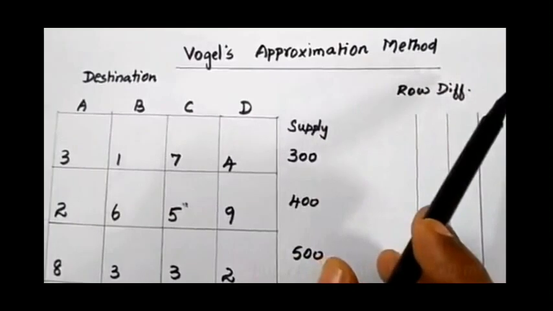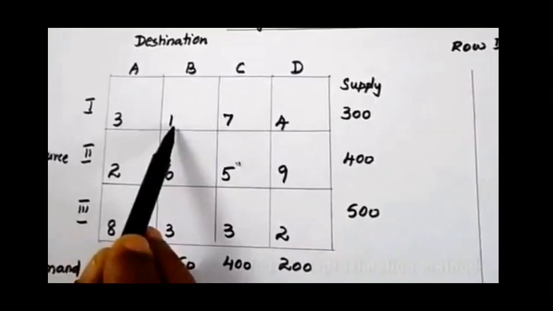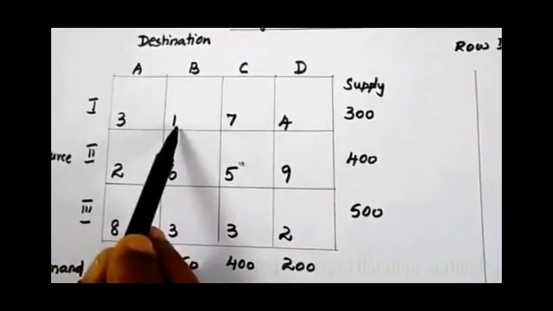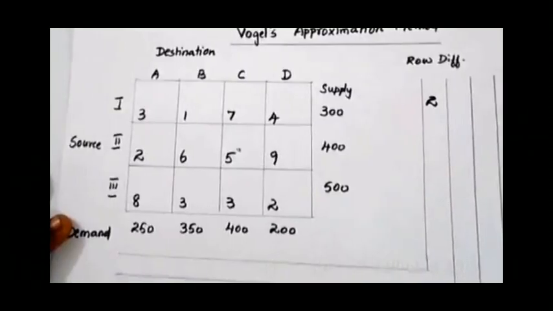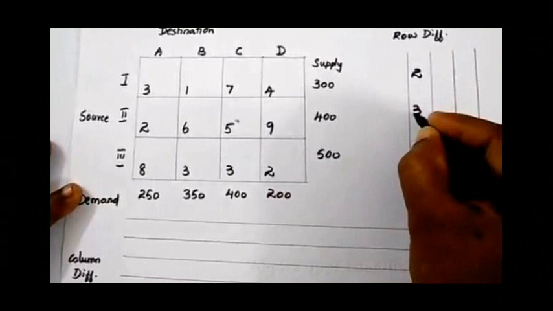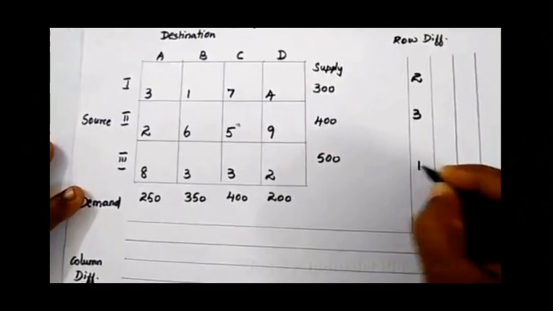I need to write the difference first. Here 1 and 3 are the two least. The difference between 1 and 3 is 2, and between 2 and 5 is 3, and between 2 and 3 is 1. This is the row difference.